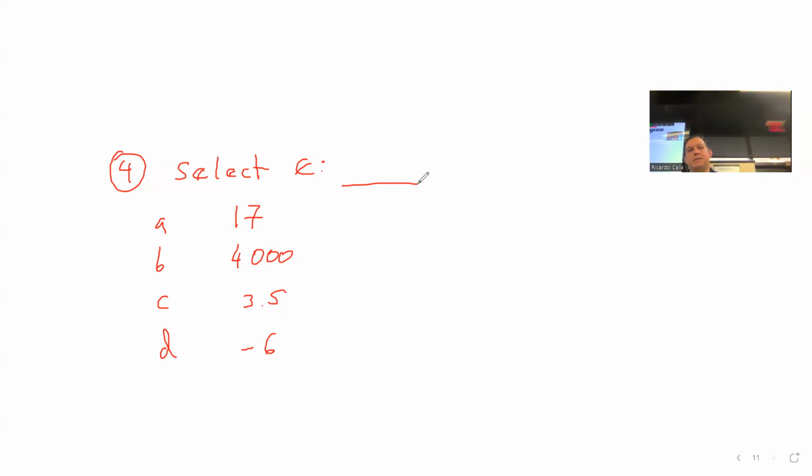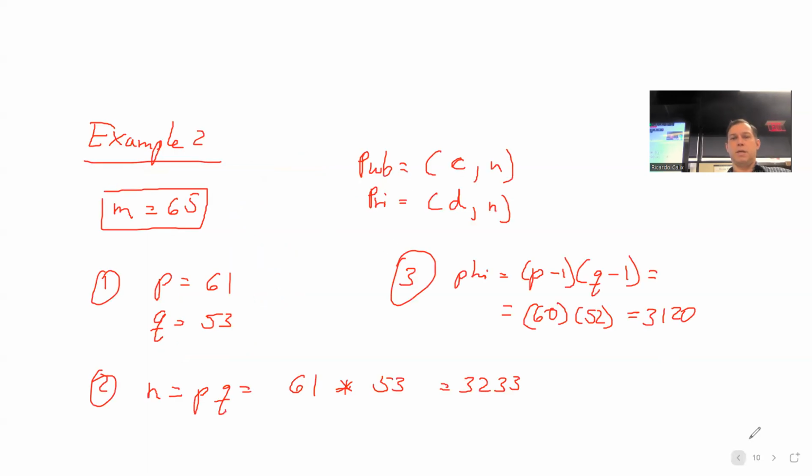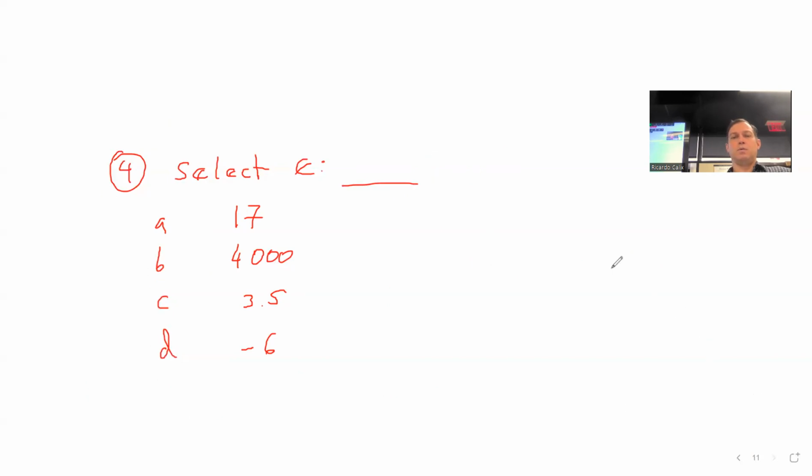17, right? It's pretty easy, right? But actually, this is important. It's not negative. It's not a decimal, right? It's not 4,000 because this is greater than phi, which is 3,120. So the condition was 1 < E < 3,120, and there's actually more to this because it also has to be what is called coprime, and it has to meet the GCD condition, which we haven't looked at just yet.